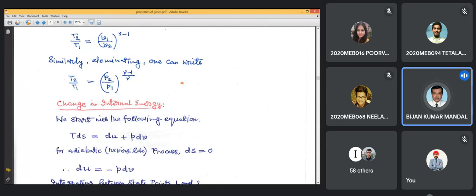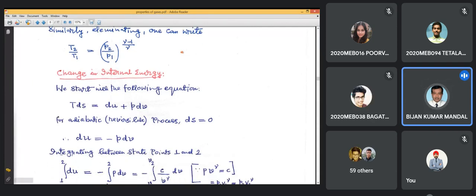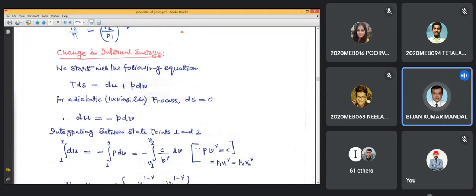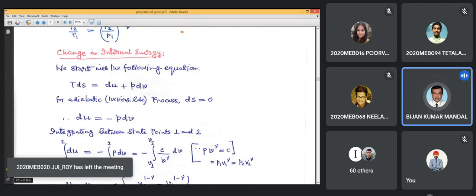But along with that, we are also interested in some other cases like change in internal energy. So what will be the change in internal energy? That is also important. So we will start with this: TdS is equal to dU plus PdV. And in our case, TdS is 0. dS is 0 because it is a reversible adiabatic process. That means there is no change in entropy. So you are getting dU is equal to minus PdV. So if you integrate this equation between points 1 and 2, we get the change in internal energy.